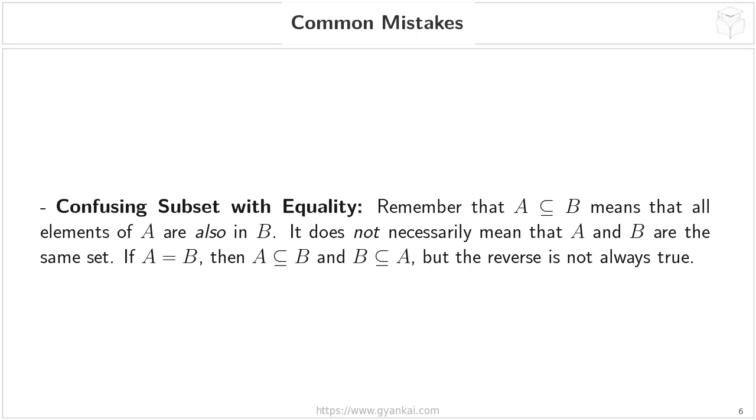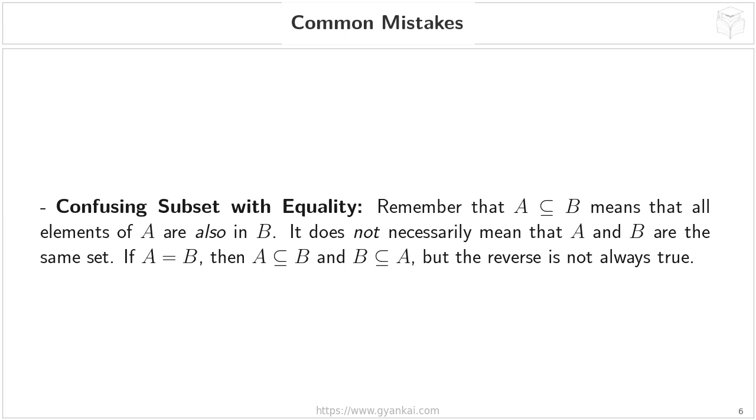First, let's talk about confusing subset with equality. Remember, when we say set A is a subset of set B, and we write that as A is a subset of B, it simply means that every element found in set A is also found within set B. It does not automatically mean that A and B contain exactly the same elements. They could have different numbers of elements, as long as everything in A is also in B. Now, if set A is equal to set B, then it is true that A is a subset of B, and B is a subset of A. They're essentially the same set, just potentially written differently. But the important thing to remember is that just because A is a subset of B doesn't mean they're equal.